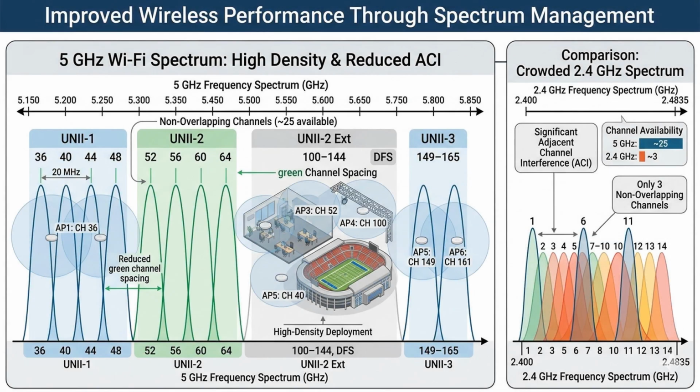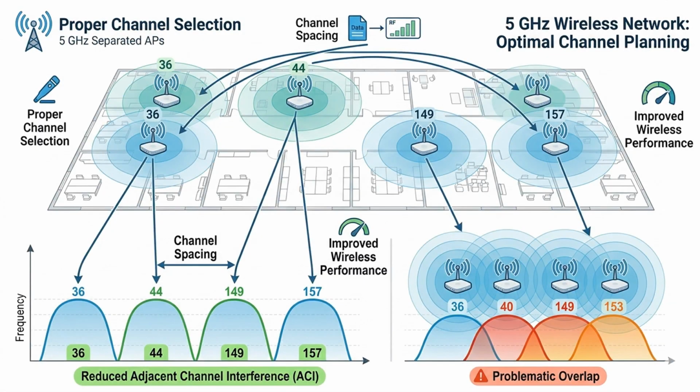Adjacent channel interference, ACI, in 5 GHz. Unlike 2.4 GHz, the 5 GHz spectrum provides many more non-overlapping channels, which greatly reduces the chances of ACI. This makes 5 GHz better suited for high-density wireless environments. Proper channel selection and spacing help minimize ACI and maintain better wireless performance in 5 GHz networks.